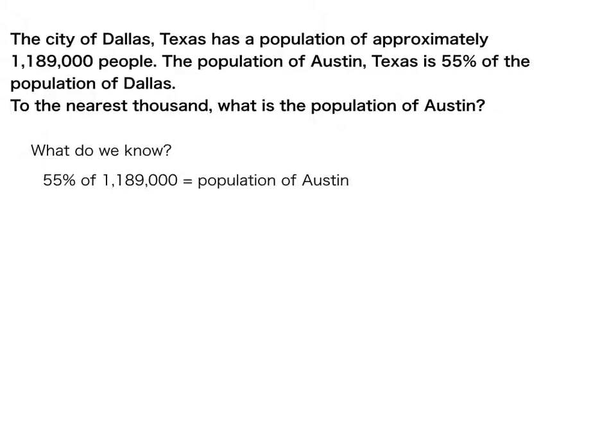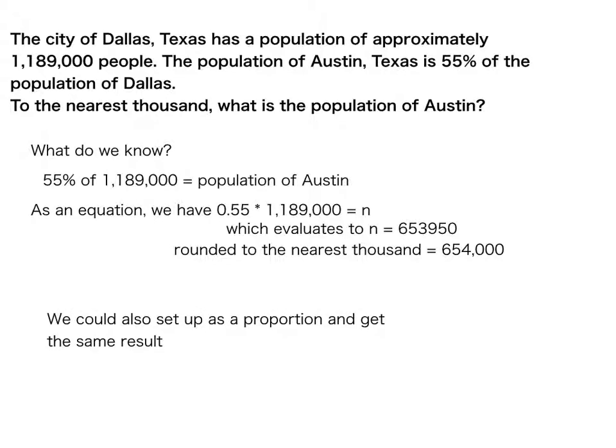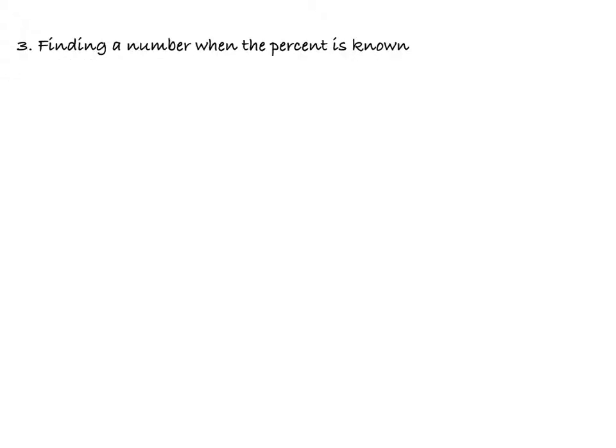Now we convert that, remembering that of represents multiplication and is and equals correlate when we have word problems. So as an equation, we have 0.55 times 1,189,000 equals n. N evaluates to 653,950, but remember we asked for this answer to the nearest thousand, so we round up to 654,000. If we set this up as a proportion, you'll see that you get the same result.